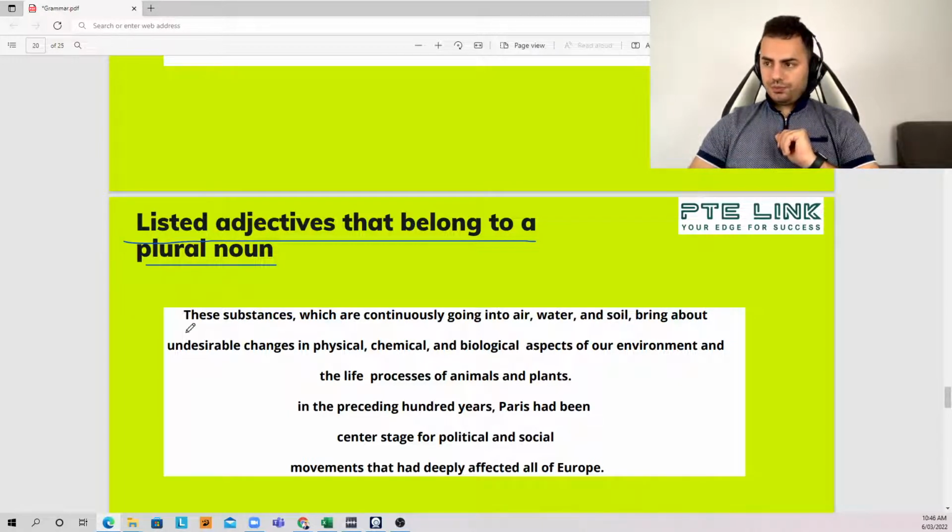Take a look here. These substances, which are continuously going into air, water, and soil, bring about undesirable changes in physical, chemical, and biological aspects. So in the exam, or in the questions that I was solving, in that question, this one was a gap, it was empty. As soon as I noticed 3 adjectives in a row, physical, chemical, and biological, I said that most likely this one will be a noun in the plural form. Okay, so this is something to consider when you get adjectives in a row followed by a gap. This gap could be a noun in the plural form.